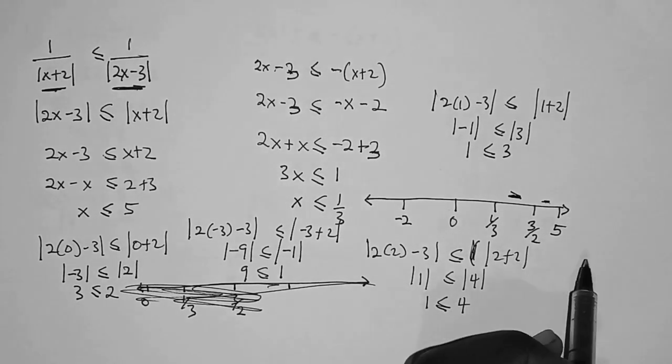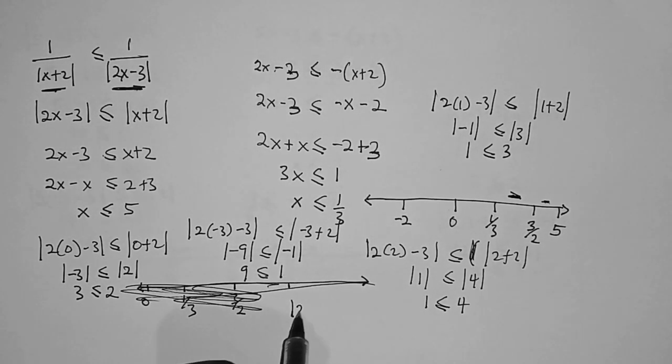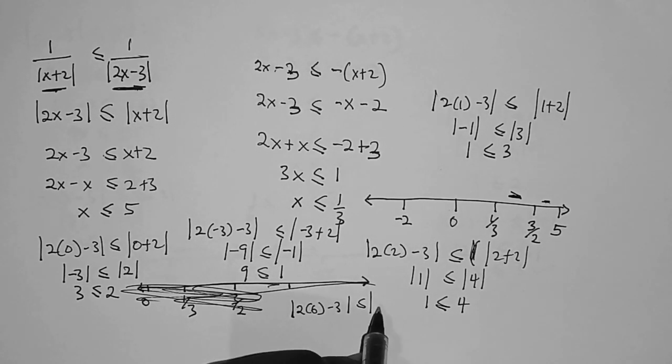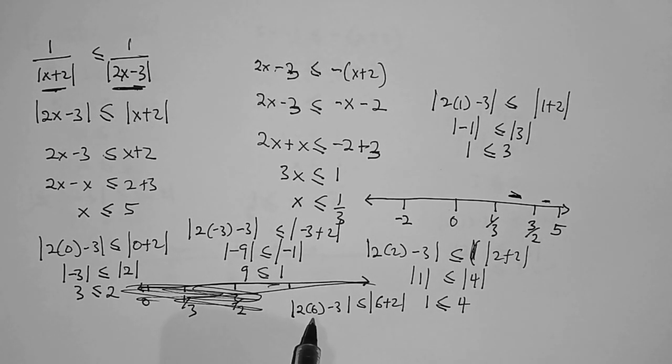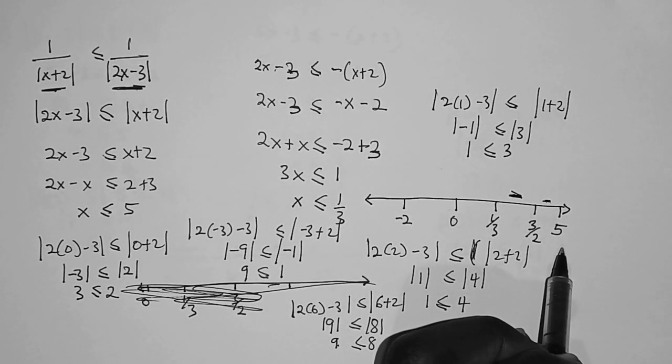Now let's check for values greater than 5. Let's try 6. Absolute value of 2 times 6 minus 3 is less than or equal to absolute value of 6 plus 2. 2 times 6 is 12. 12 minus 3 is 9. So absolute value of 9 is 9, less than or equal to absolute value of 8, which is 8. And this is not true. It means that values greater than 5 are not solutions.